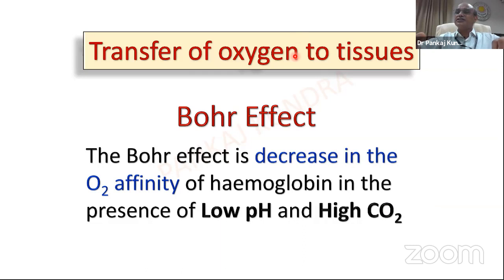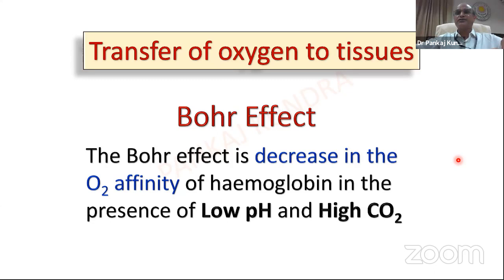Now, when we talk about oxygen to tissues, it means that there is low pH in the tissues and there is high CO2. So the Bohr effect is to decrease the oxygen affinity of hemoglobin in an environment which has low pH and high CO2. That means the oxygen can easily be given off to these tissues, and in return, it can take the carbon dioxide from here. So it will offload the oxygen and remove the carbon dioxide and transport it to the lungs to be excreted via alveolar ventilation. So that's the importance of Bohr's effect.